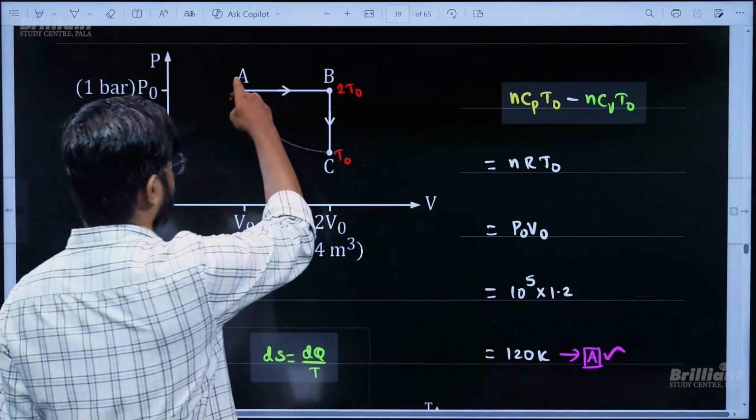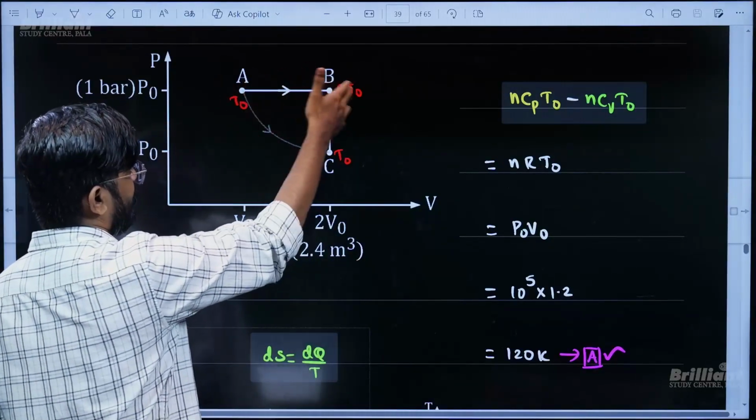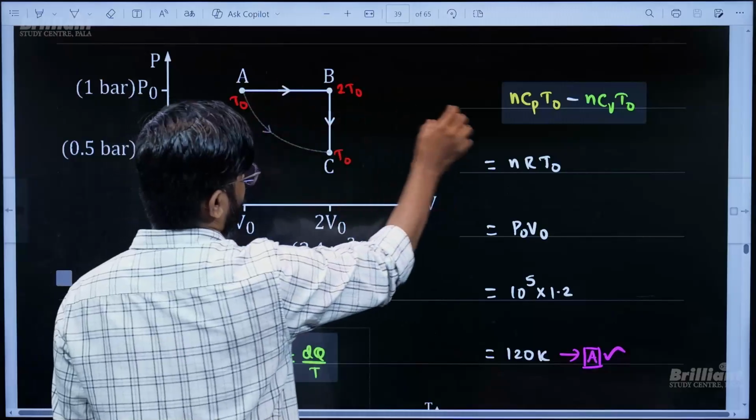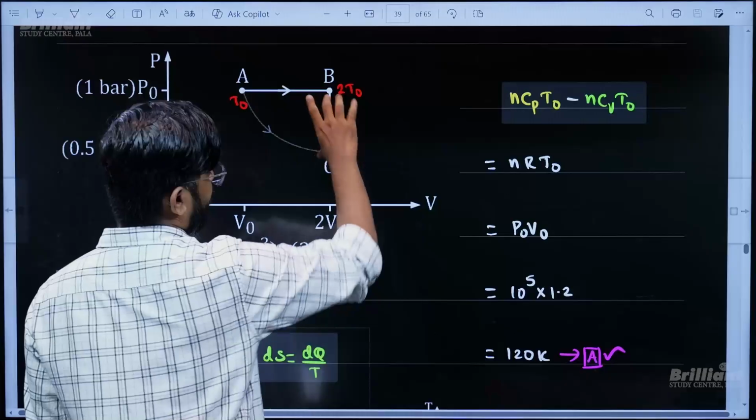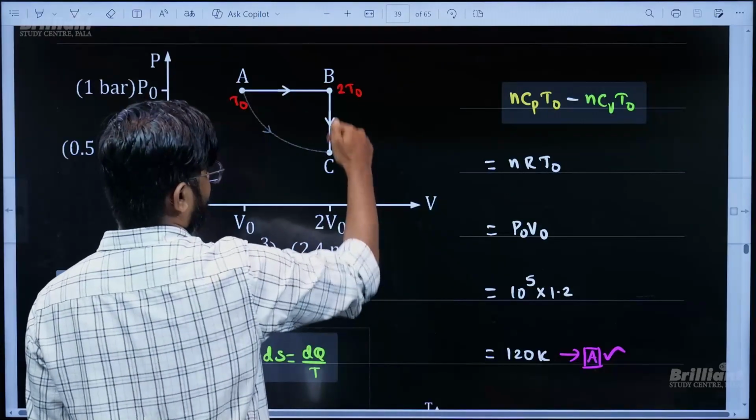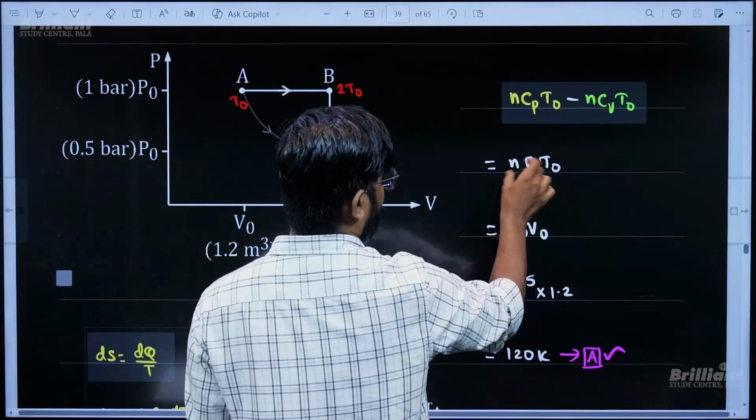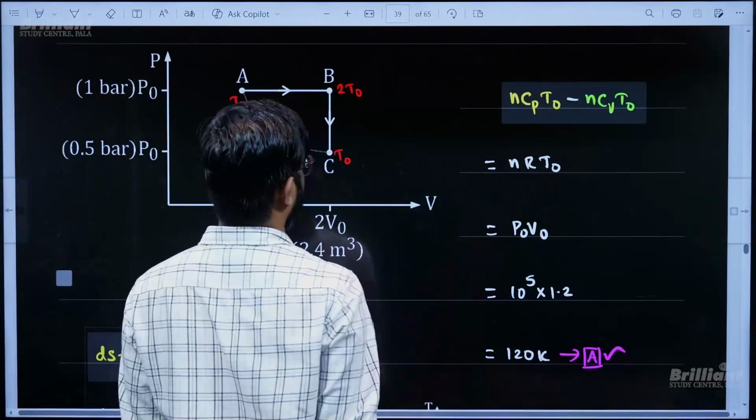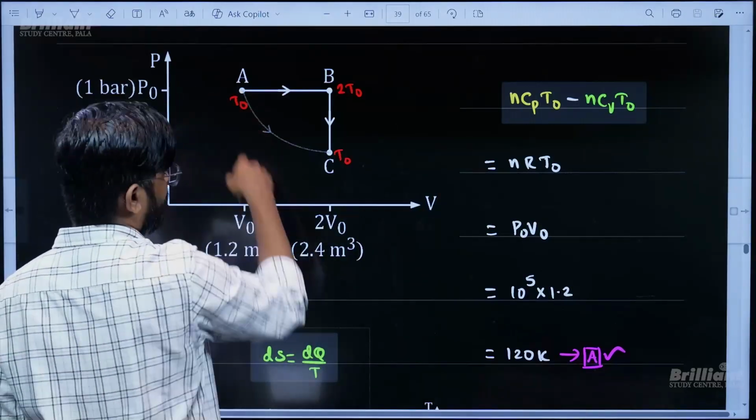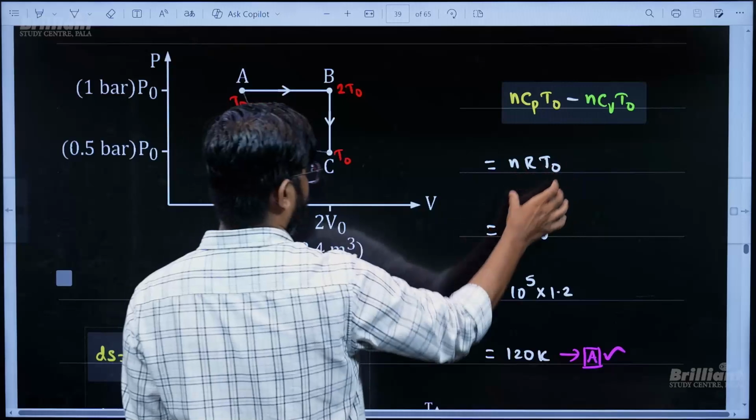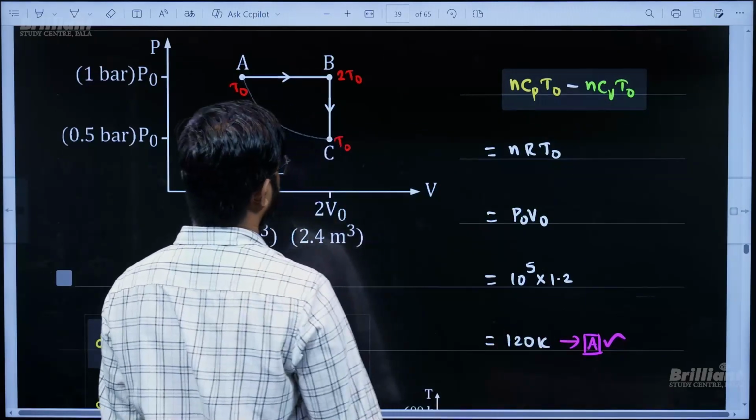From here to here it is a constant pressure process, so heat flow will be n Cp delta T. That is T naught minus 2 T naught, that is, 2 T naught minus T naught. From here to here it is constant volume, so n Cv delta T will be the heat flow. Final minus initial is going to be a negative value. Cp minus Cv is going to be R, and n value they didn't give, but we understood by taking P naught, V naught, temperature T naught. Anyway these values were given, so n R T naught is nothing but P naught V naught. This value was given, which will give you option A.